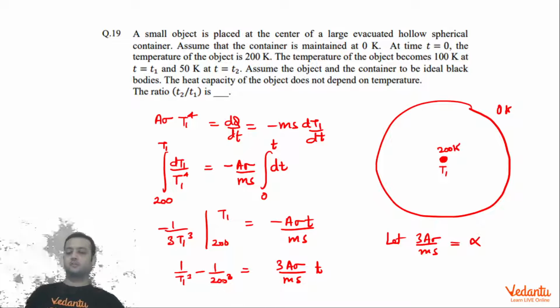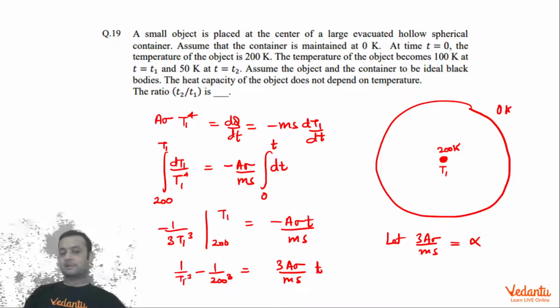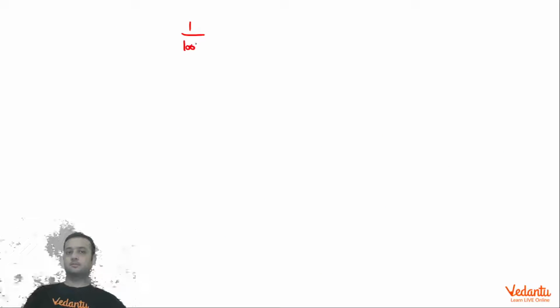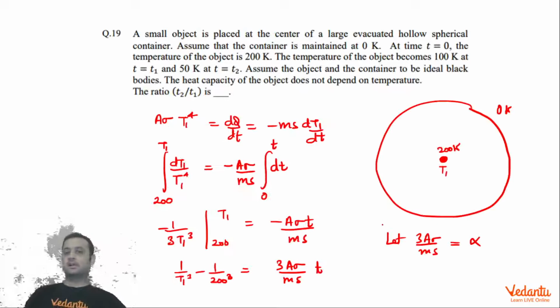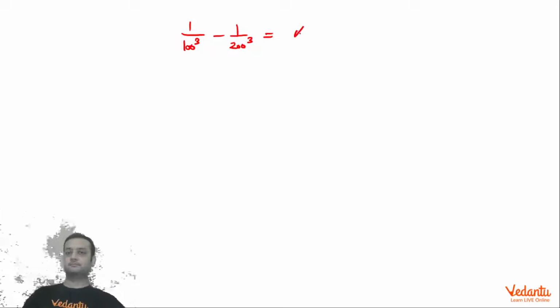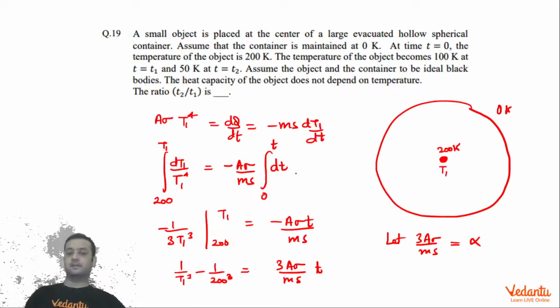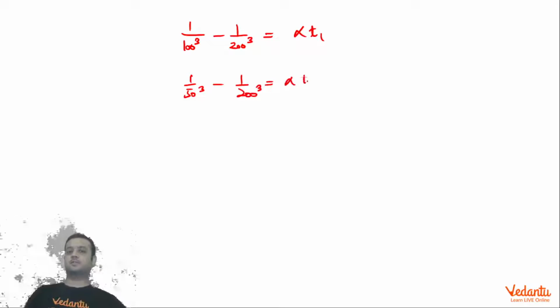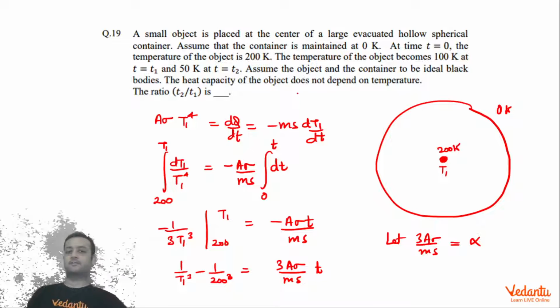Okay. So now if you see, at small time t1, the temperature capital T1 becomes 100. So if you put capital T1 as 100, 1 upon 100 cube minus 1 upon 200 cube will be equal to alpha into t1. Right? Alpha into t1. And similarly, 1 upon 50 cube minus 1 upon 200 cube will be equal to alpha into t2. This is what we have to find. We have to find t2 by t1.